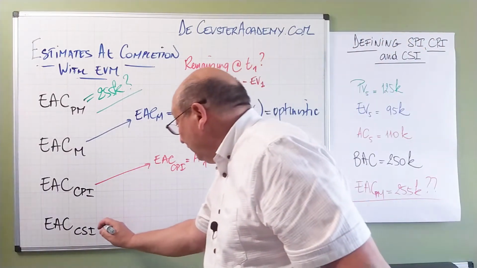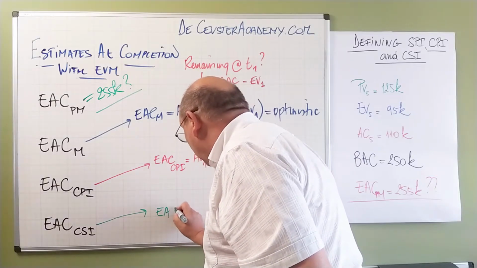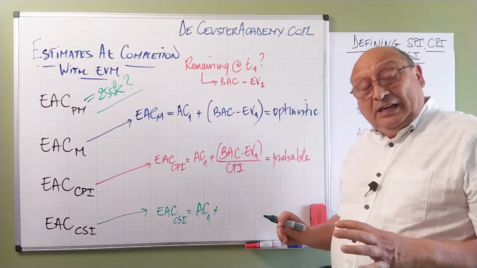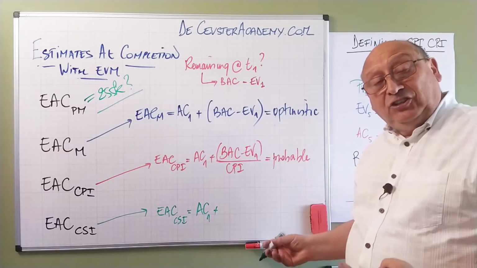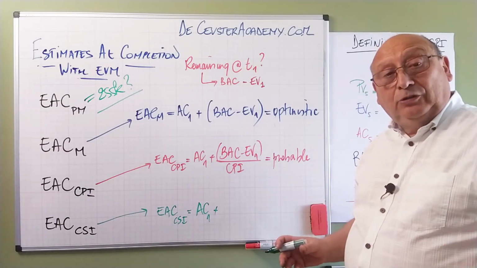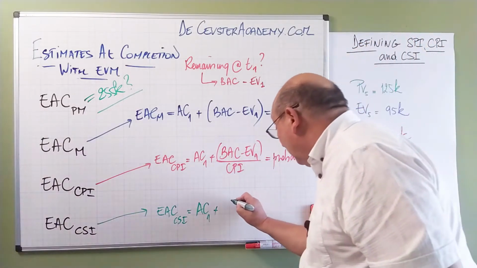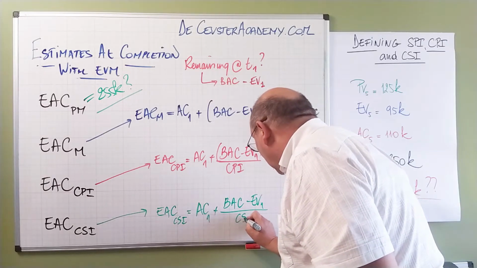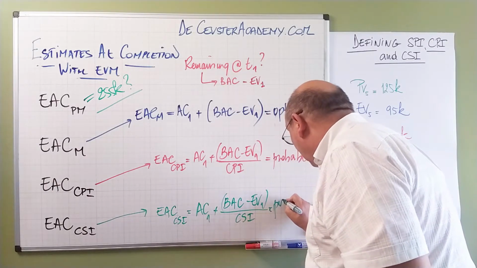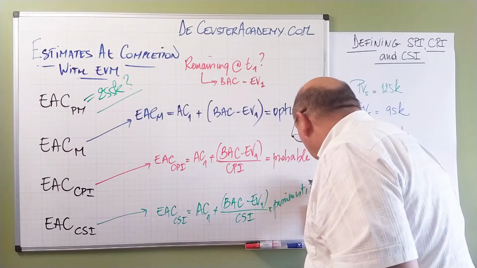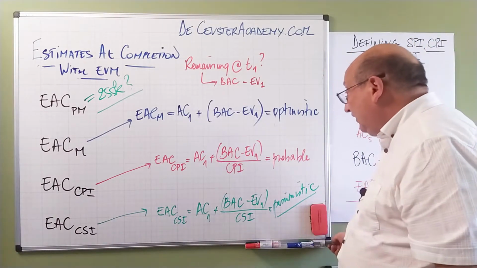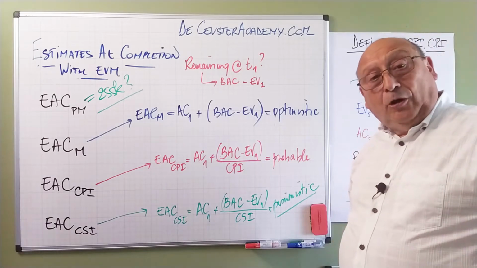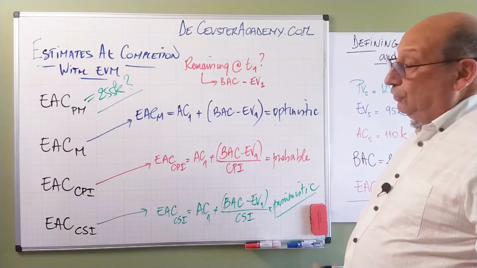And the last element that we're going to do is the last one, where we have the factor CSI. So the estimate at completion CSI is again AC1 plus, and now we assume that the efficiency for the remaining part will be equal to the CSI. We can write this as BAC minus EV1 divided by the CSI, and we call this a pessimistic estimate. So these are the three different estimates that we can calculate, and of course we have the estimate at completion given by the project manager.